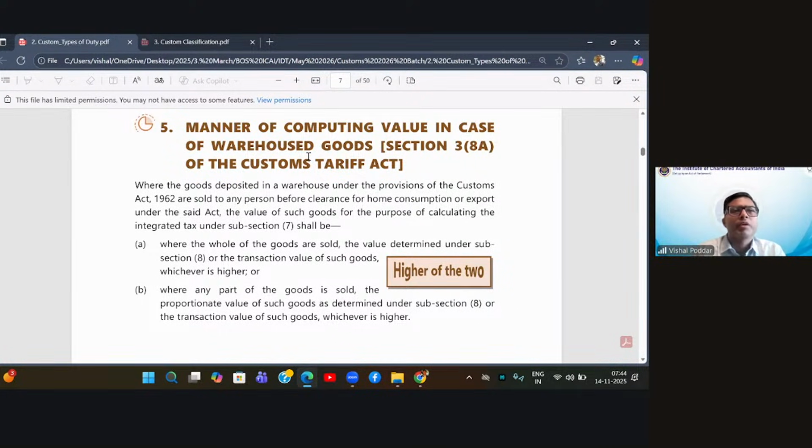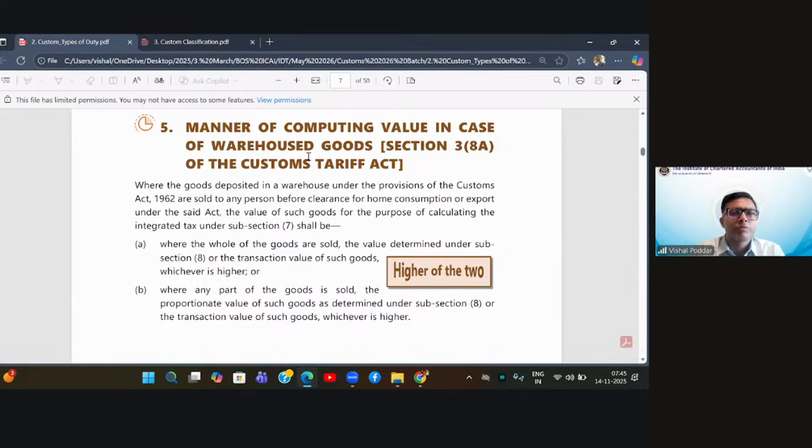Goods are still in the warehouse. Then in such cases, tomorrow when Ayush will go for clearing these goods, how will the customs duty and again the IGST be computed? The answer is given in section 3 bracket 8a. So what does 3 bracket 8a say?